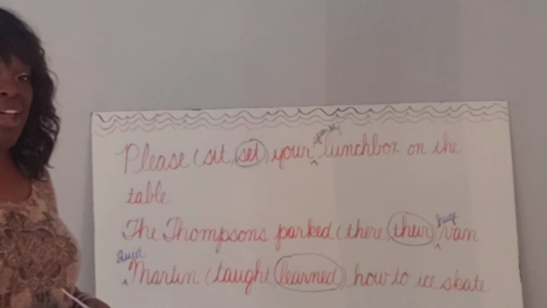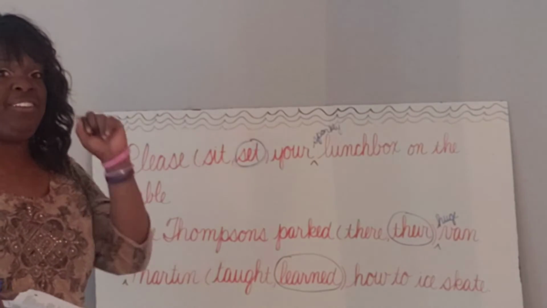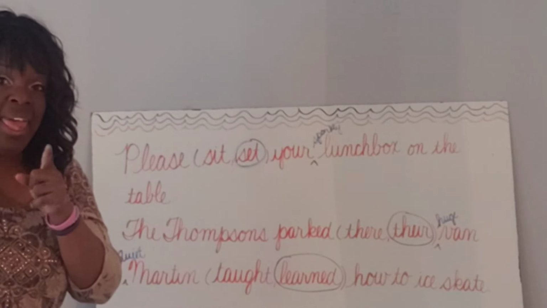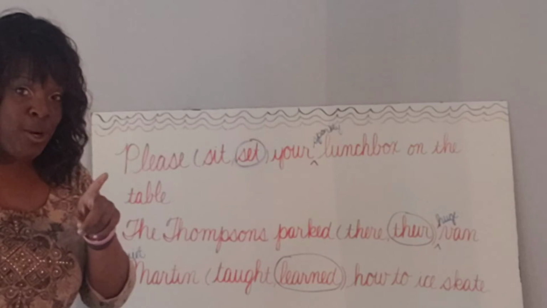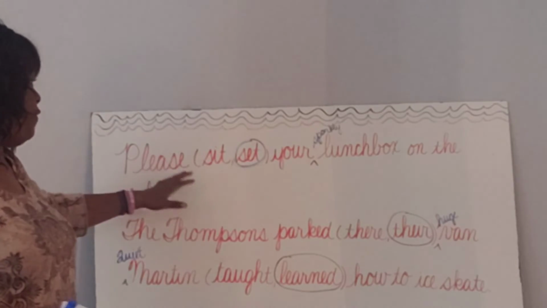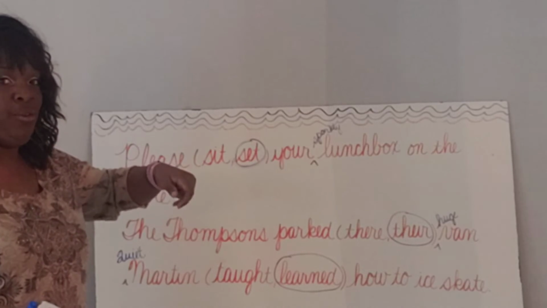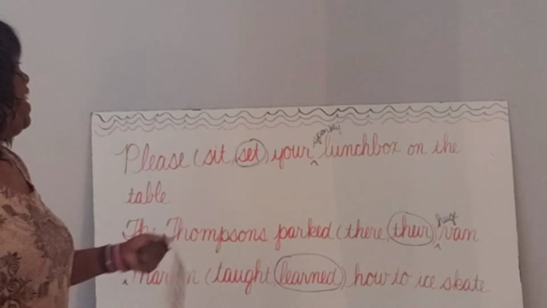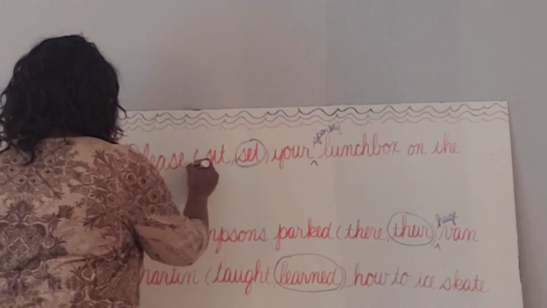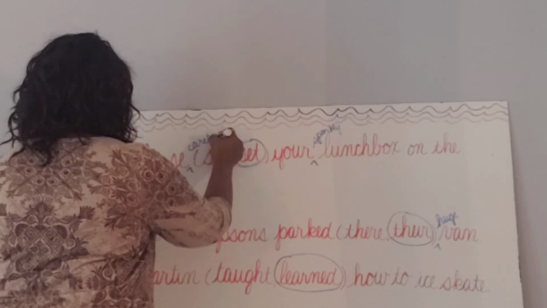But now I want to go back through and I want to look at these same sentences and think of an adverb. An adverb does what? Describes the verb. So let's look at our verb. What's our verb for sentence number 1? Set, something you can do. So what could I put? Please carefully, good, carefully set your sparkly lunchbox on the table.